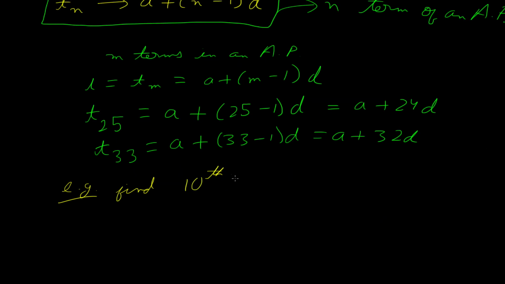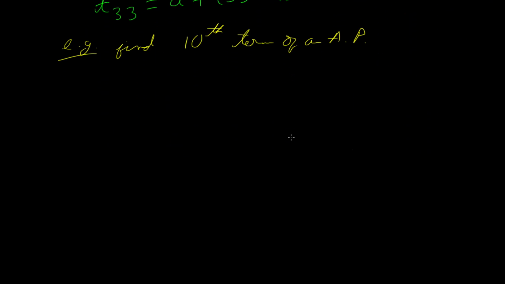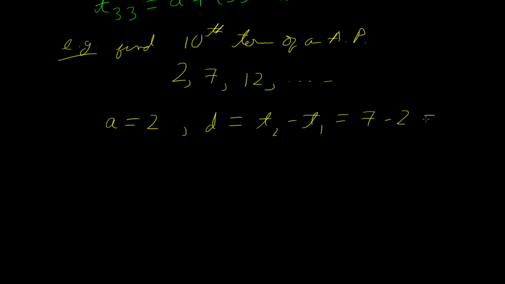Let us quickly have a look at an example. It says find the 10th term of an AP. The AP is 2, 7, 12, and so on. So we need to find the 10th term. What do we have here? We have the first term a as 2, and the common difference will be t2 minus t1, which is equal to 7 minus 2, which is 5.